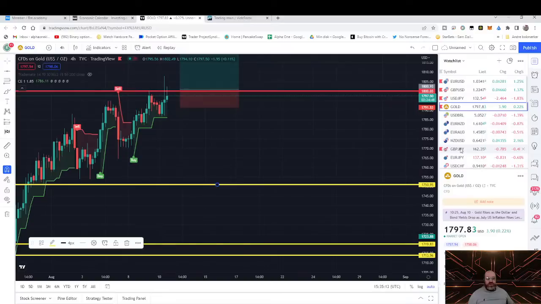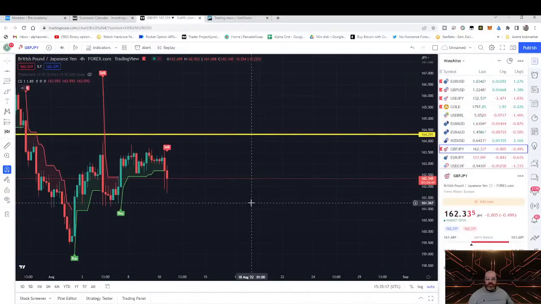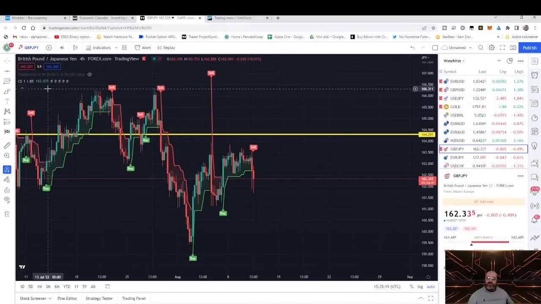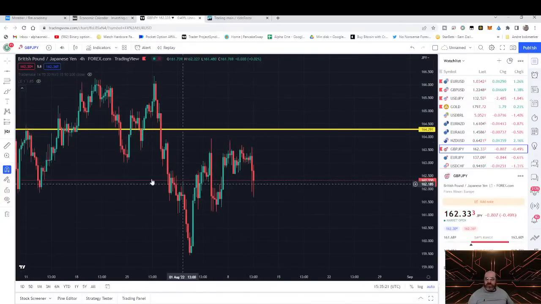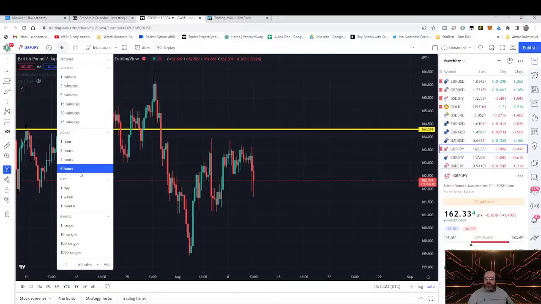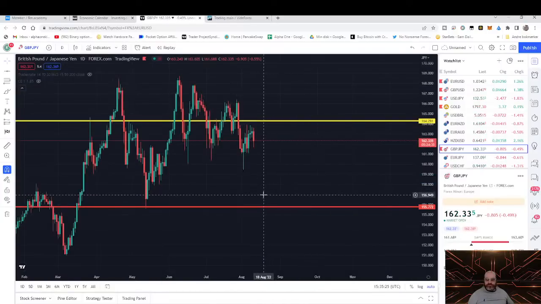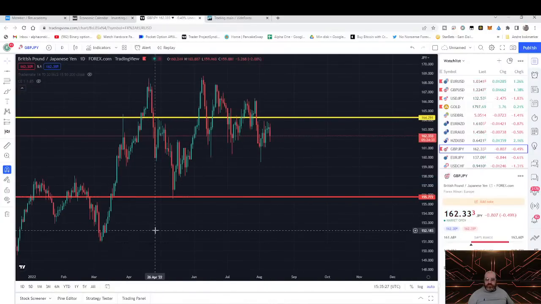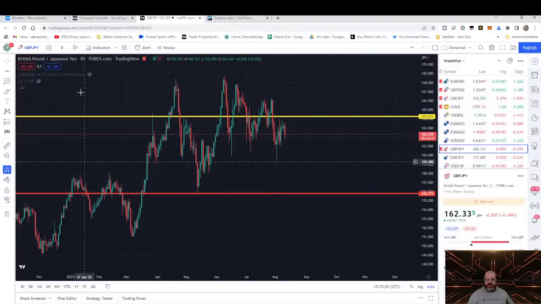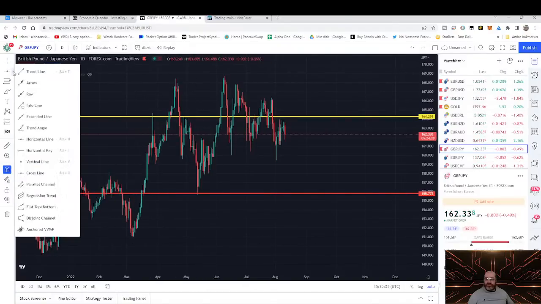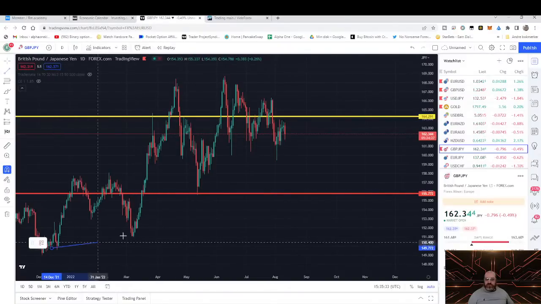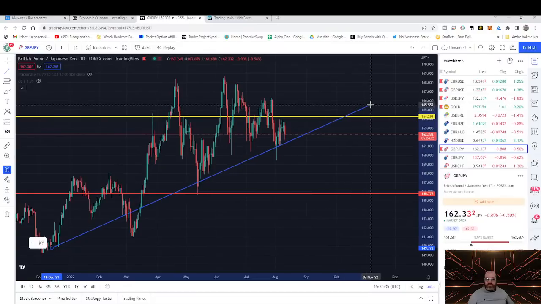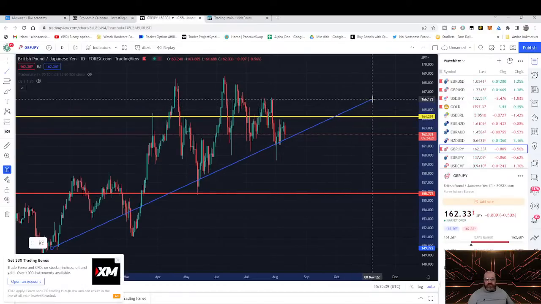Then I think it's good to look at something that has nothing to do with the dollar. So let's take GBP/JPY. Let's go to the higher time frame first. Here we clearly can see that we can put up a trend line. So let's do that. We have a trend that goes up here now, something like this.